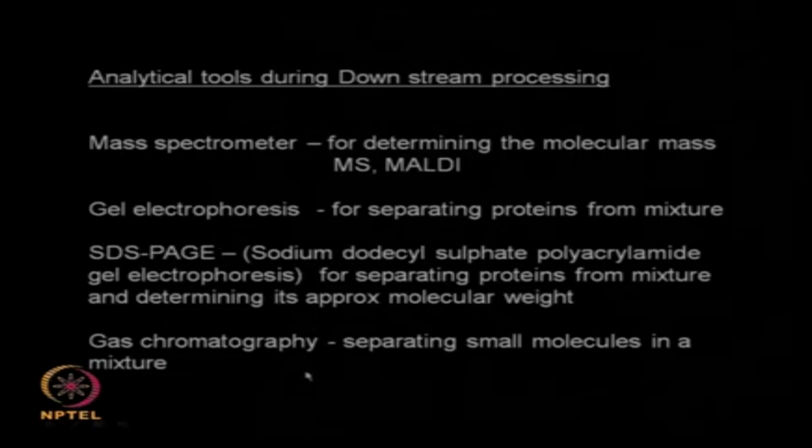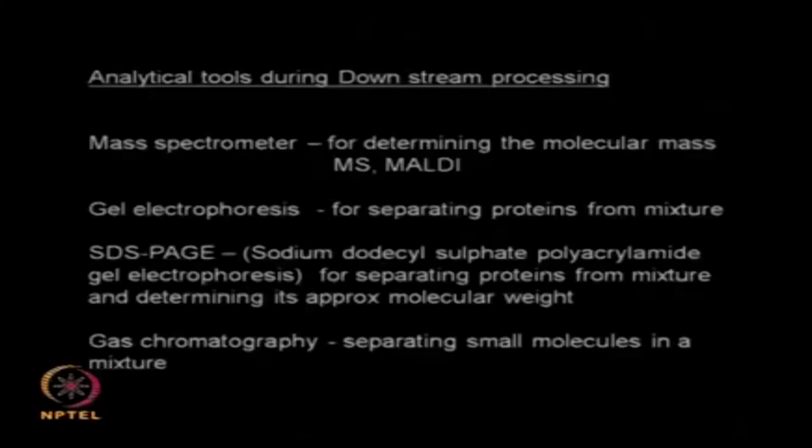Then we have gas chromatography. This is good for separating small molecules in a mixture. That means when I have a mixture of small molecules which can be easily vaporized, I can separate the mixture and find out what those components are and what the composition is. So, that is a very useful instrument for small molecules. It is not good for proteins. If I have a protein mixture, I need to use HPLC, high pressure or high performance liquid chromatography, please remember that.